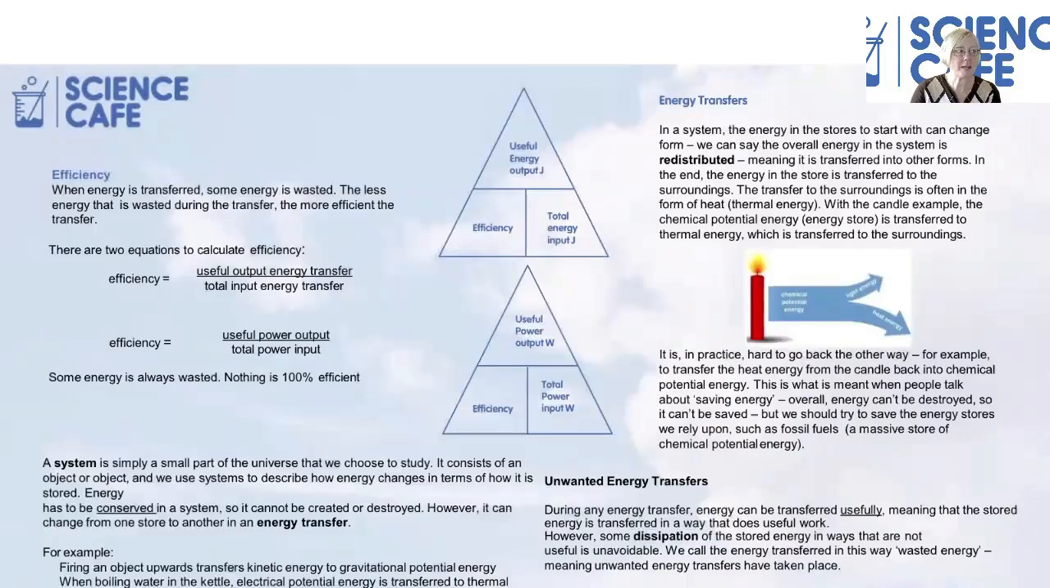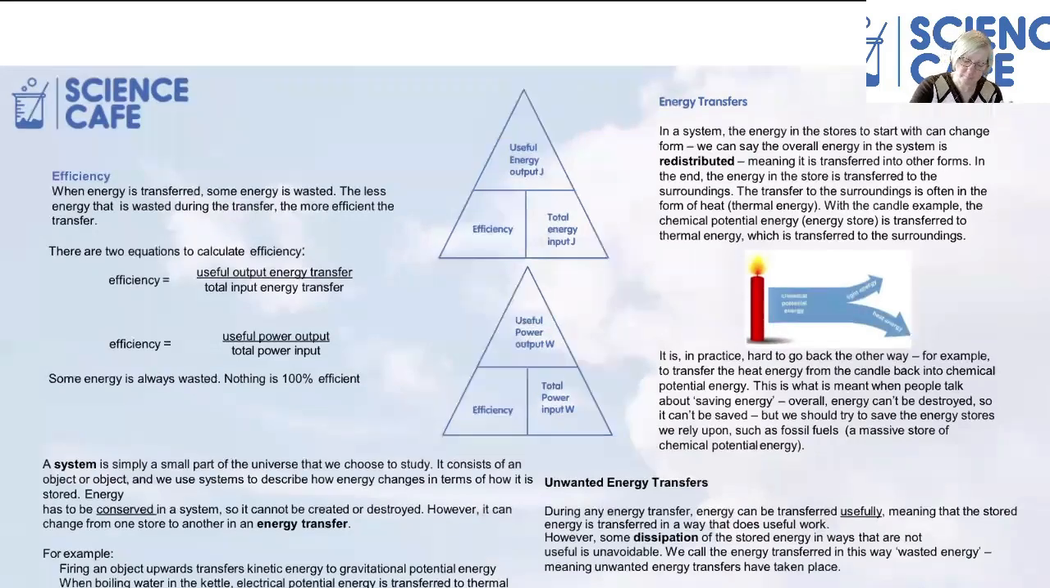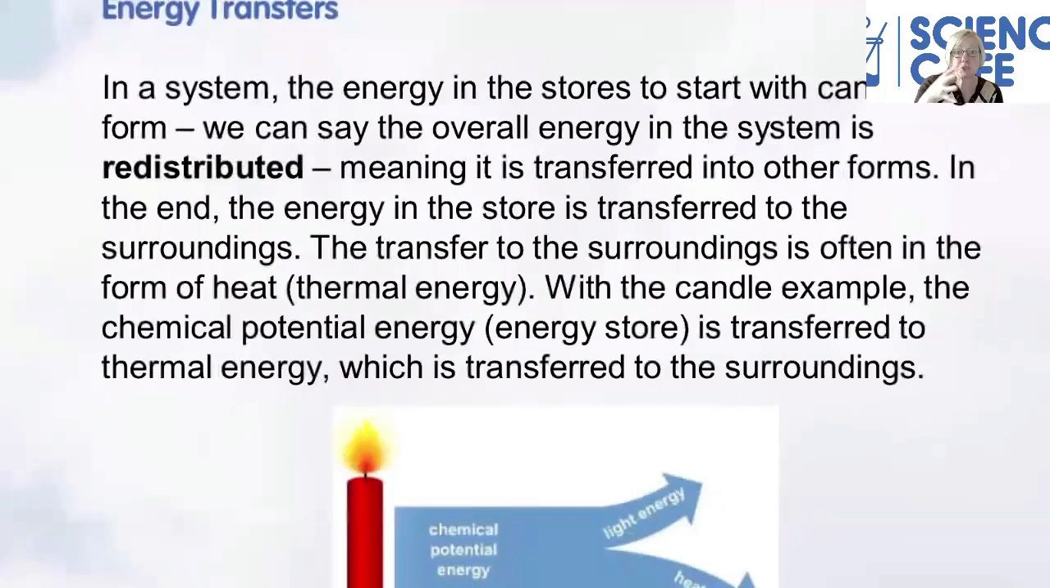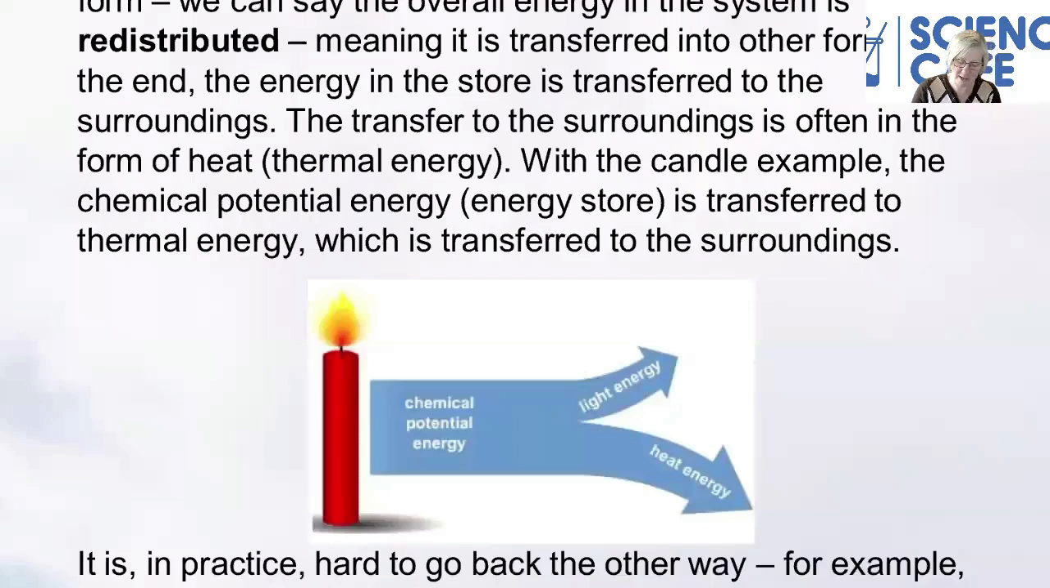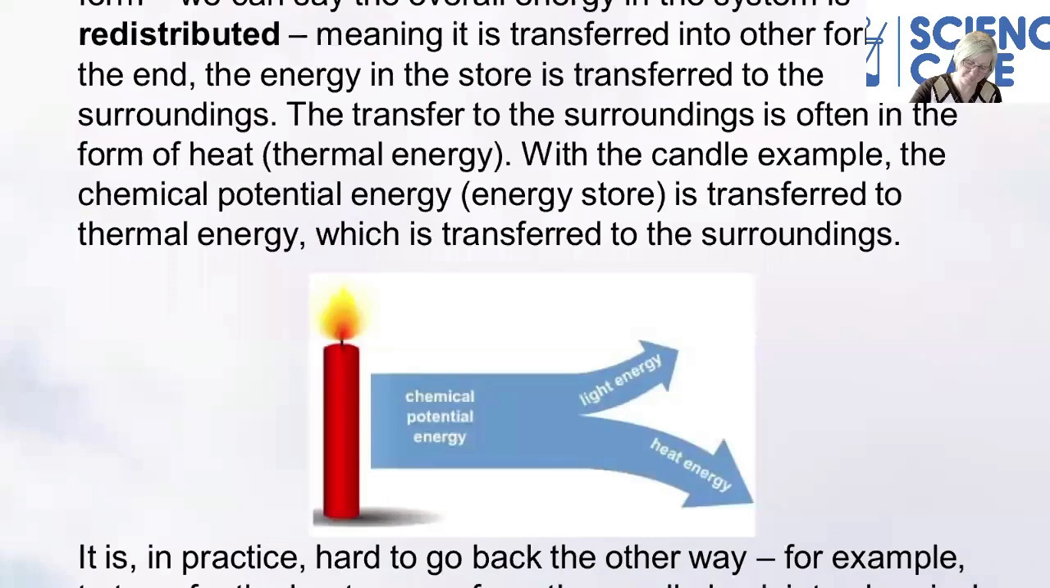So physics this week, we have been looking at energy transfers. So in a system, the energy stores to start with can change. They can be transferred into another form. So it's redistributed. So the energy stored is then transferred to other things. And you can see here, there's the example of our candle. So our candle has chemical potential energy as its store, and it's transferring through that radiation pathway to light energy and through that thermal pathway to heat energy.